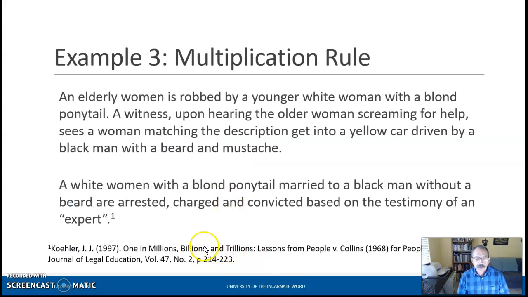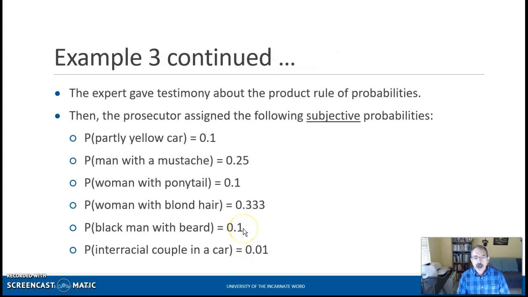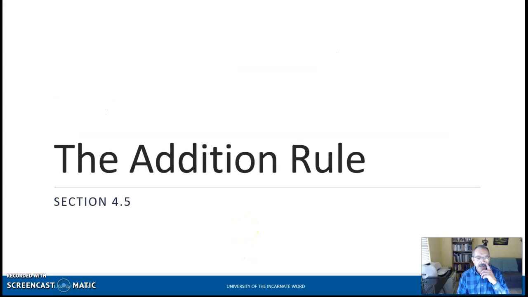You'll find that it's free. Use the online search and you will find it. All right. In the next segment, we're going to talk about the addition rule. So I will stop here.